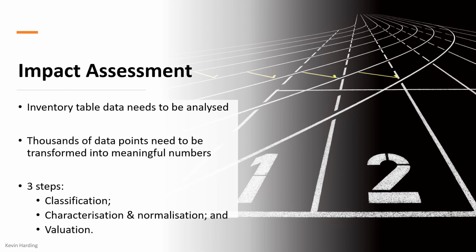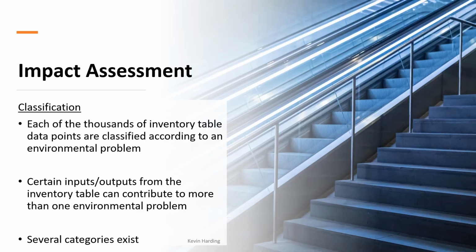So what we're doing, as I say, is taking that inventory table and analyzing it. We want to take those thousands and thousands of mass data points, and we want to transform them into some meaningful environmental number. To do that, we are going to do this in 3 steps. Firstly, classification. Then we're going to characterize and normalize. And lastly, we are going to do an evaluation.